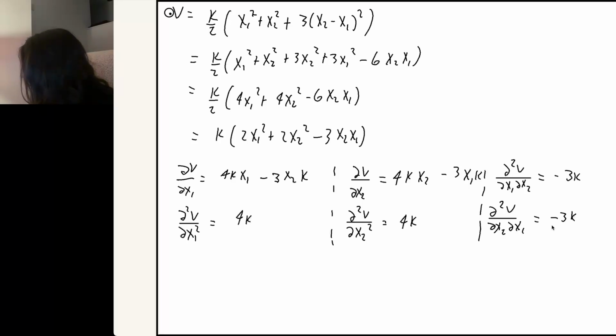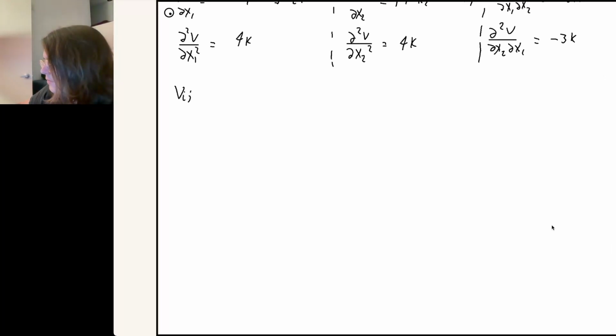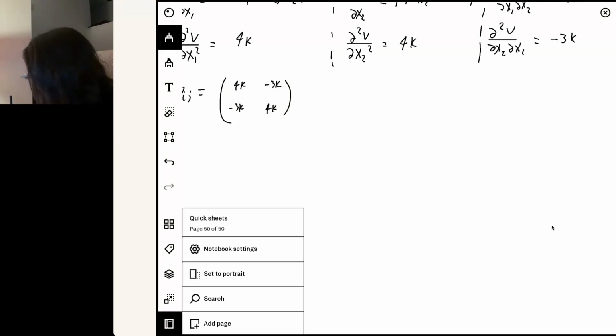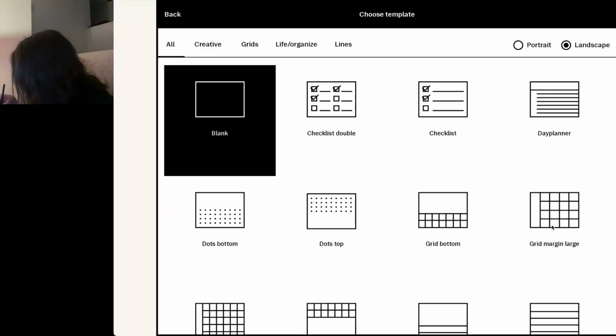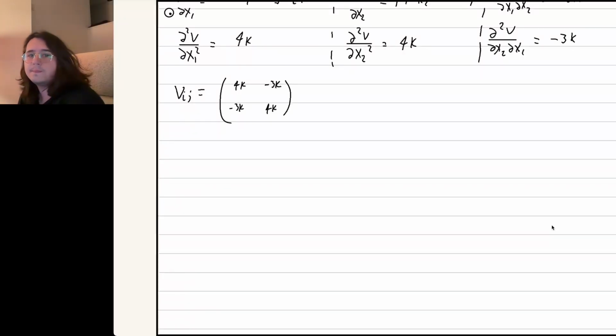Okay, so we can set up our potential energy tensor as 4k, minus 3k, minus 3k, 4k. I don't know why I'm not doing a template on this right now. I should do that so that we can have lines. Yeah, that looks a lot nicer. Okay, we have the potential energy tensor.